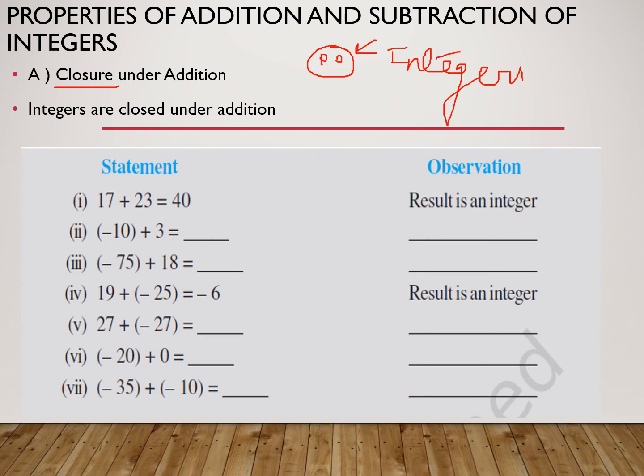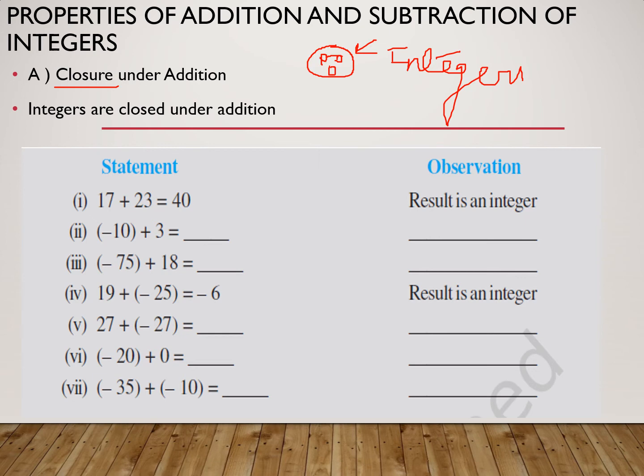Whenever we add these numbers or whenever we subtract these numbers, the answer that we will get will also be an integer. So that means whenever you are operating these two as addition or subtraction, the answer you will get will also come inside the box only. It will not happen that answer is not an integer. Okay, this is known as closure property. That means this addition subtraction is closed for integers.